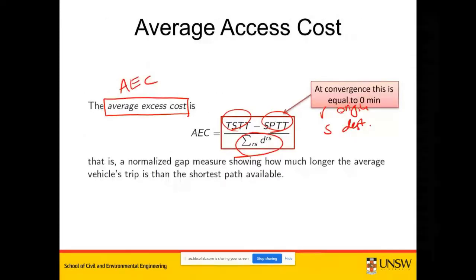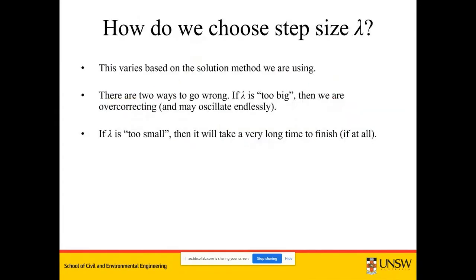Again, at the equilibrium, this ratio, this AEC, should be equal to 0. If we are close to the equilibrium and we are happy about that, we can just stop the algorithm if this AEC is a very small number.